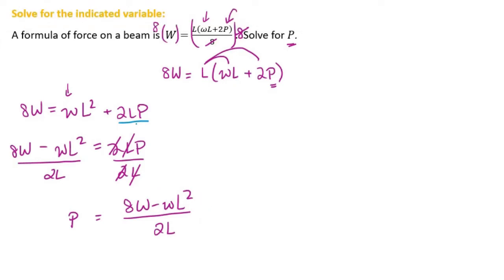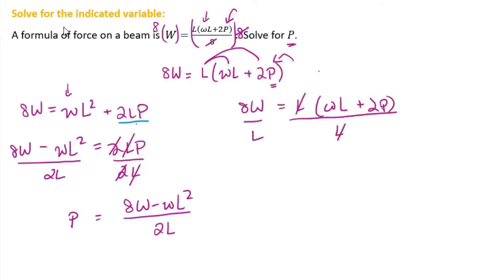So that's one approach. But what about the second approach that we tried on the previous slide? We noticed that there's only the one instance of the P, and it's inside the brackets, so we could isolate the brackets first. And we would do that by dividing both sides by L. So we'd have 8W, we just rewrite the entire thing and then show the division there, 8W over L, and the L's would cancel on the right-hand side. So we have 8W over L is equal to omega L plus 2P.